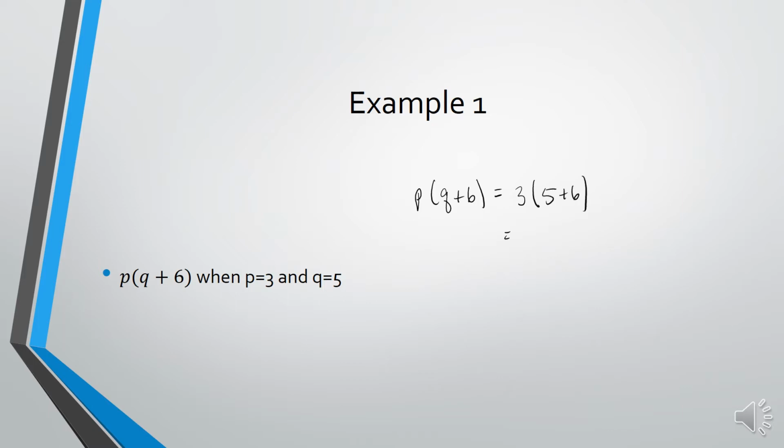And now we're going to use our order of operations. I should do the part in parentheses first, so that'll give me 3 times 11, and then 3 times 11 is 33. So I have simplified this expression and evaluated to get 33.